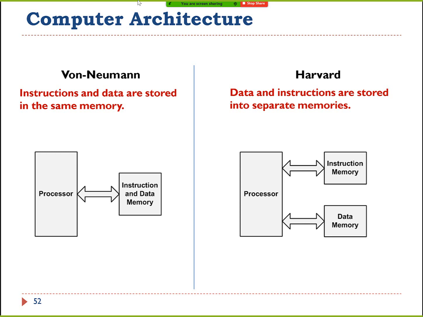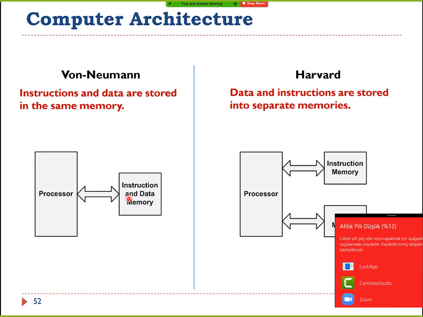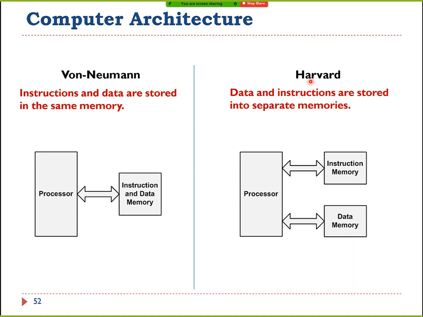So for the architecture of microcontrollers, there are two different architectures. One is called von Neumann and the other one is the Harvard architecture. In the von Neumann architecture, instructions and data are stored in the same memory, so you have one bus between the processor and the memory. But in the Harvard architecture, the instruction memory and data memory are separate, so you have two different buses between the processor and memories.